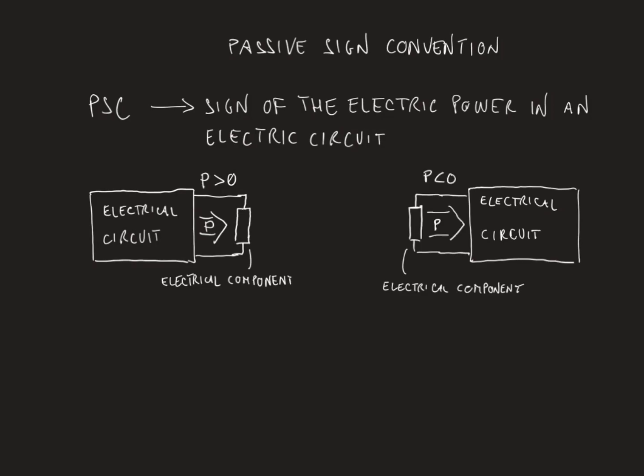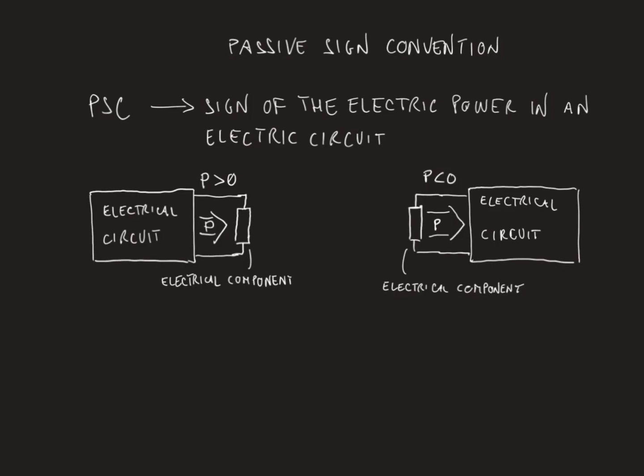Based on this convention, any passive component which consumes power, such as a light bulb, will have positive power dissipation, while any active component, a source of power such as an electric generator or a battery, will have negative power dissipation. This definition of the power is used also in computer circuit simulation programs, such as the so-called SPICE simulators.